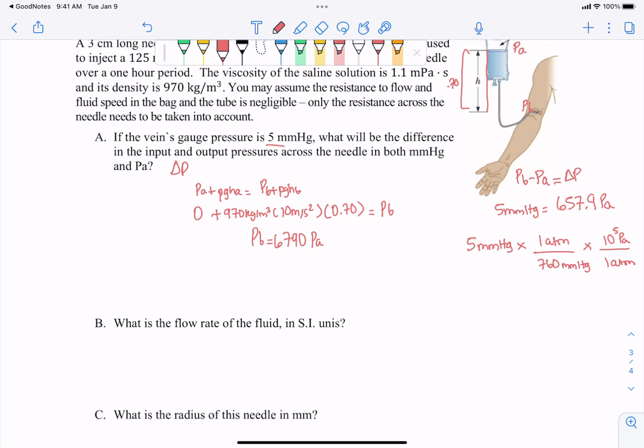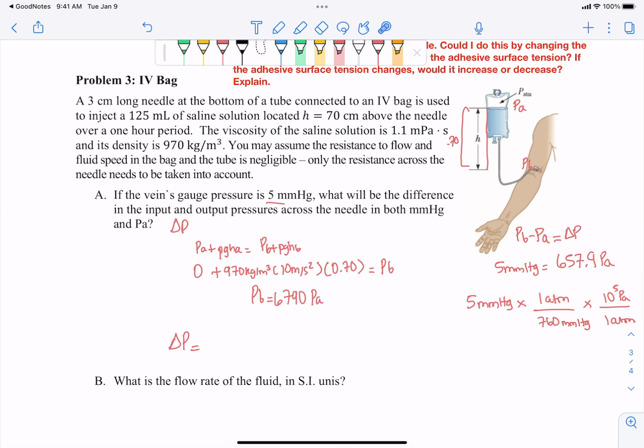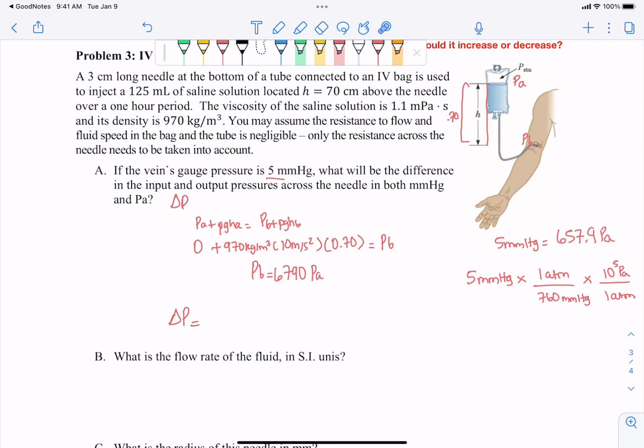All right, so we have these two values here. My bad, I completely forgot what we were asking for in the first place. We're looking for a delta P, right? I mistakenly said it was going to be PB minus PA, which is just not right. What I meant to say was that it's the difference between your vein gauge pressure, so your input and output basically. So the pressure difference between this value here and this value there.